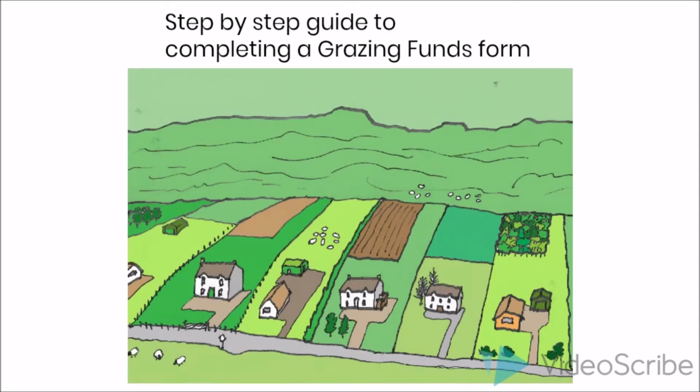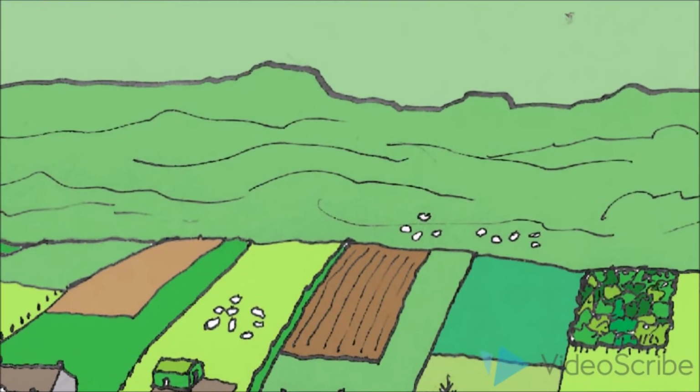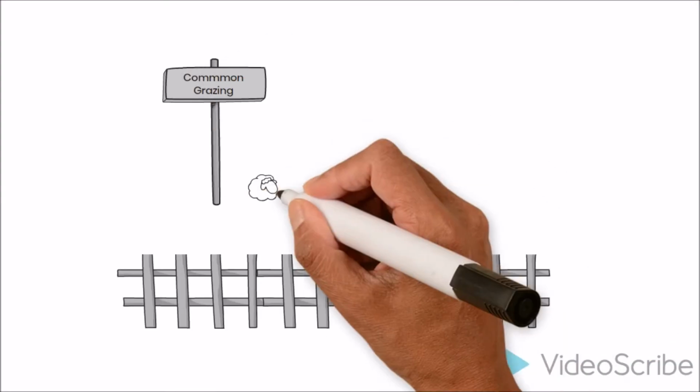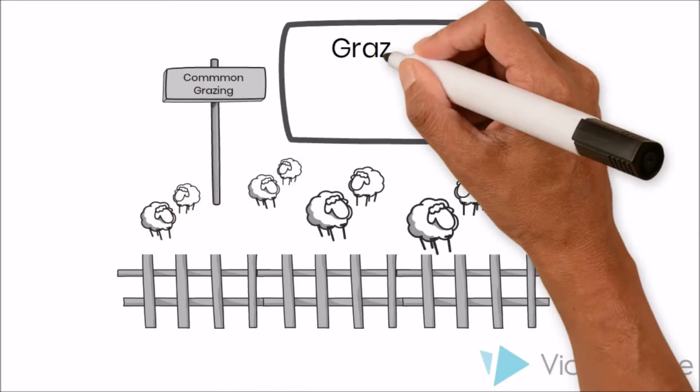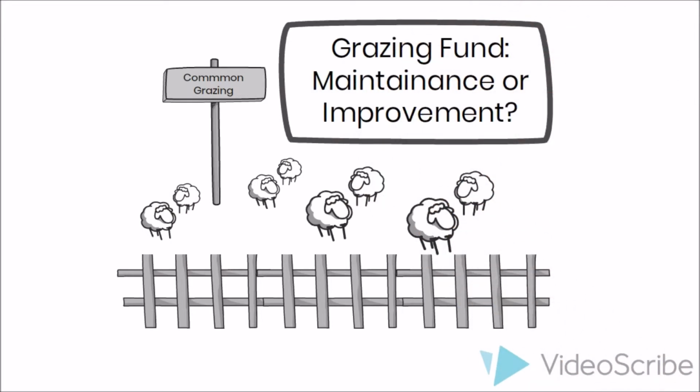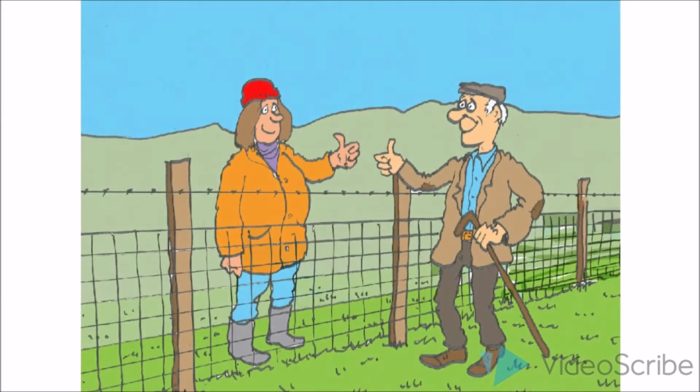In this short video, we show how easy it is to keep your Grazing Fund record in accordance with your grazing regulations. The Grazing Fund is a name for the record of running and administrative costs. There are different processes for maintenance and improvement. In this video, we cover maintenance. We cover improvement in another video. This video helps the committee to administer the Grazing Fund in a stress-free way.